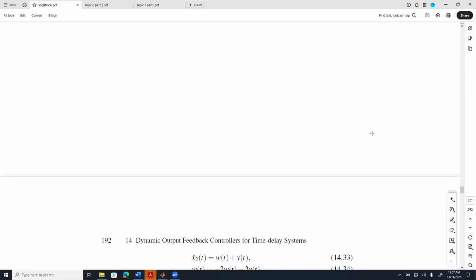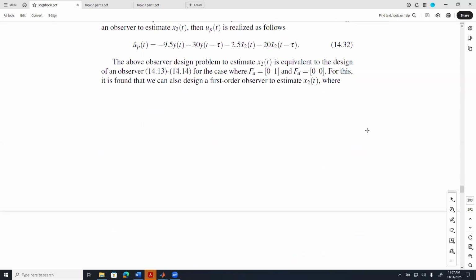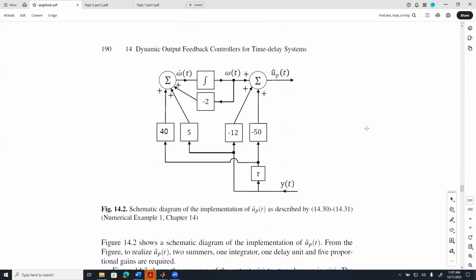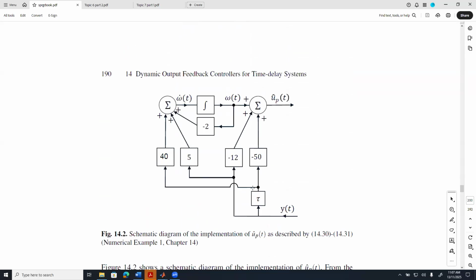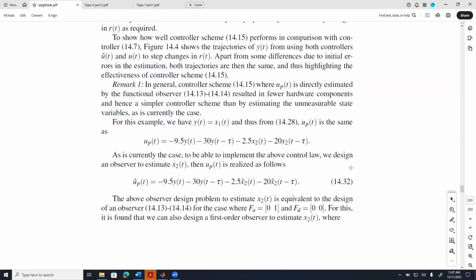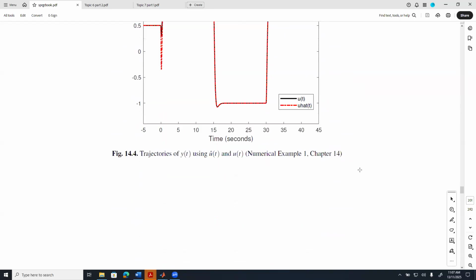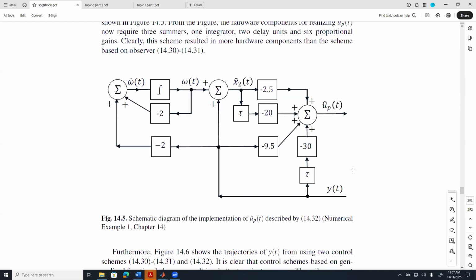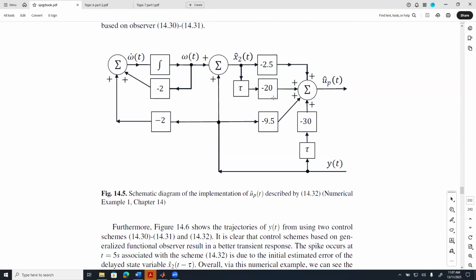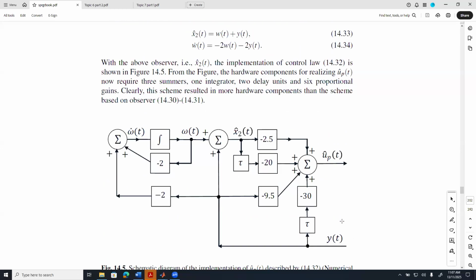What did we have in our previous scheme? In our previous scheme, we see that we have only one delay unit. We have only two summers. We have one integrator. We have one, two, three, four, five proportional gains. And with this new scheme, with this other scheme, we have one, two, three, four, five, six. Okay, we have six proportional gains.